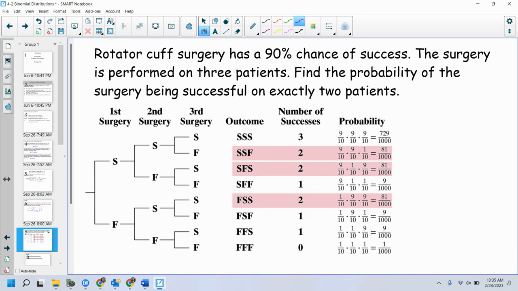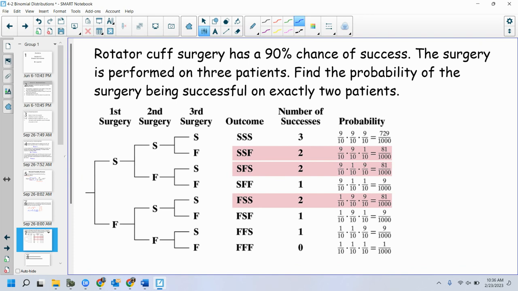Rotator cuff surgery has a 90% chance success rate. The surgery is performed on 3 different patients. Find the probability of the surgery being successful on exactly 2 patients. I really liked this diagram and how the book showed it. So now I'm going to show the diagram and walk you through the diagram, and then we're going to do the formula to make sure that it matches.